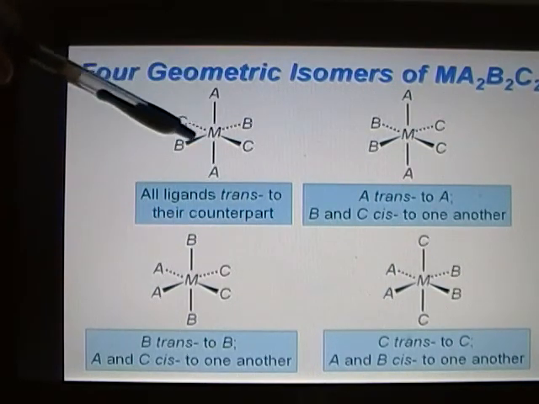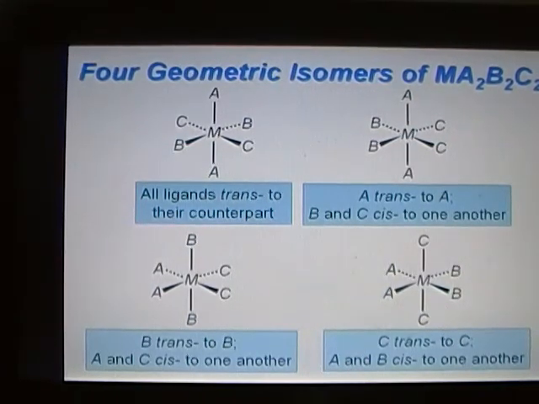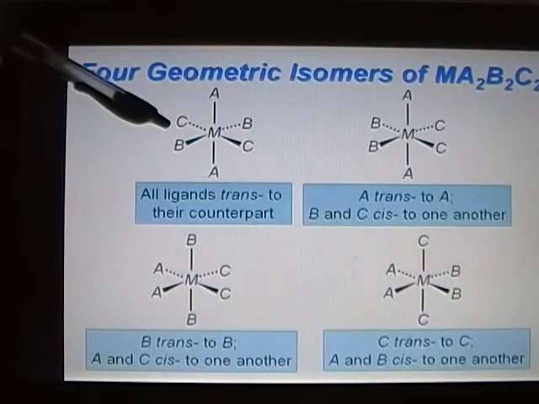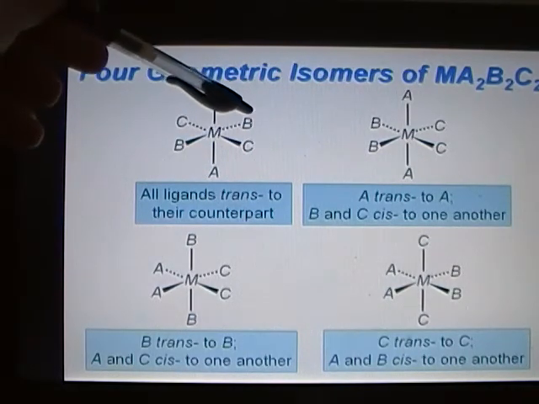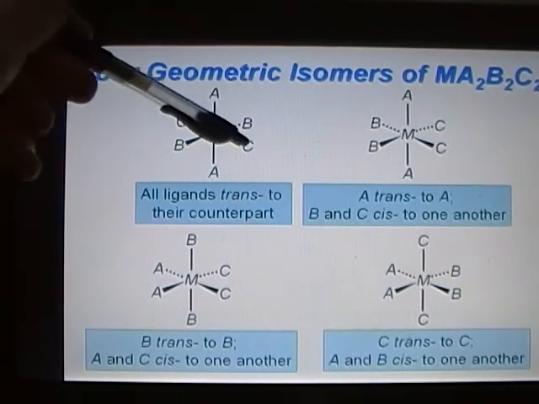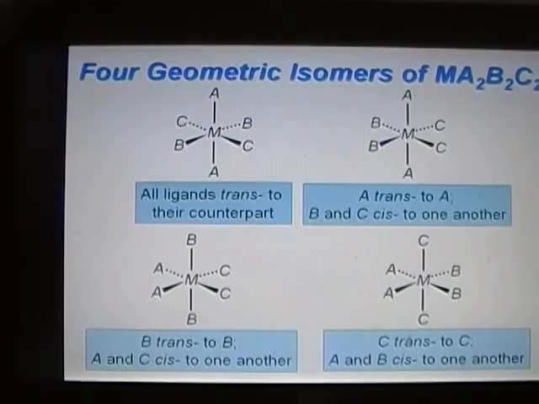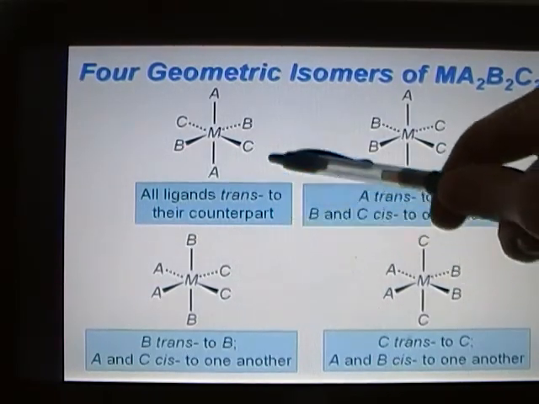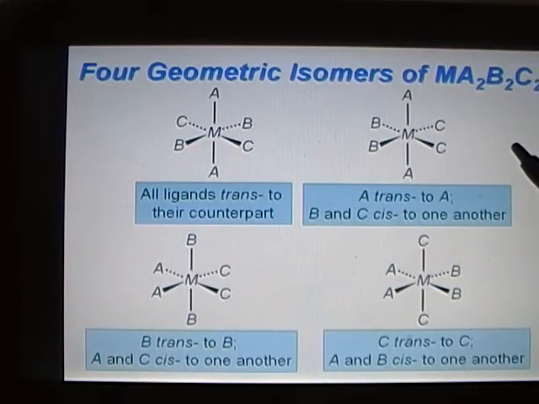In the first example, let's make all the ligands trans to one another. A is 180 degrees from the other A, B is 180 degrees from the other B, and C is 180 degrees from the other C. So we say that all the ligands are trans to one another in this example.